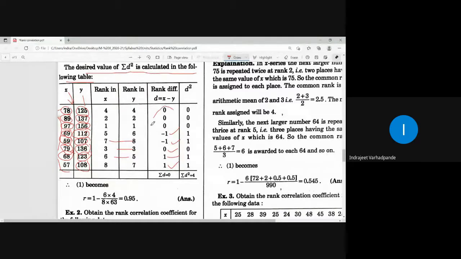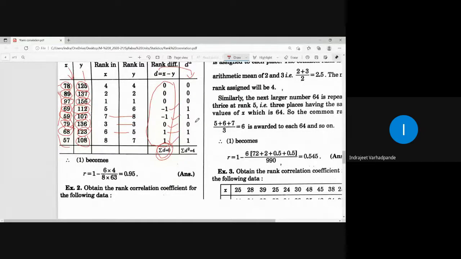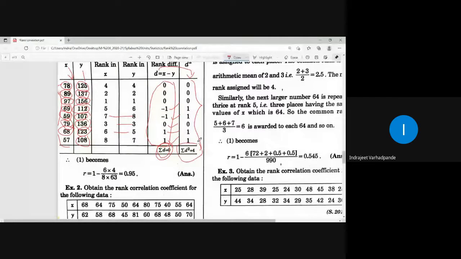If you take the summation of all these, your answer should be summation d equal to 0, which serves as a check on our calculation. But I am interested in the calculation of summation d square. Take the square of these values. 0 square is 0, 0 square is 0, minus 1 square is 1, minus 1 square is 1, 1 square is 1, 1 square is 1. Summation d square comes out to be 4.